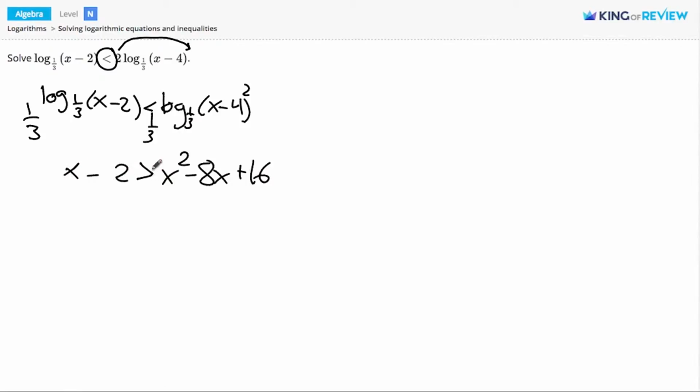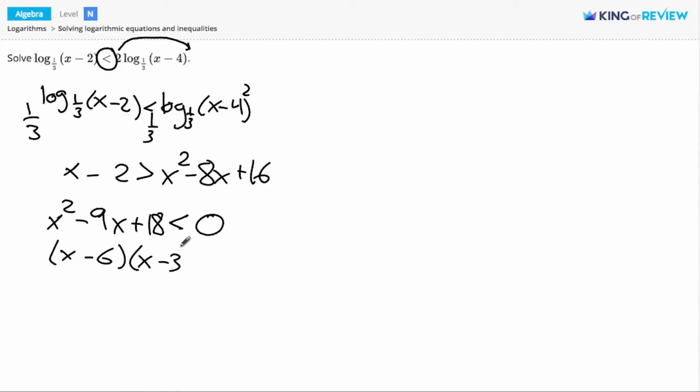I'm going to move all my variables over to the right side and then switch sides so that the x's are on the left. If I combine all the variables, I have x squared minus 9x plus 18 and 0 on the other side. Since I switched the sides of my inequality, this becomes less than. I know I can factor x squared minus 9x plus 18 into (x minus 6) times (x minus 3).